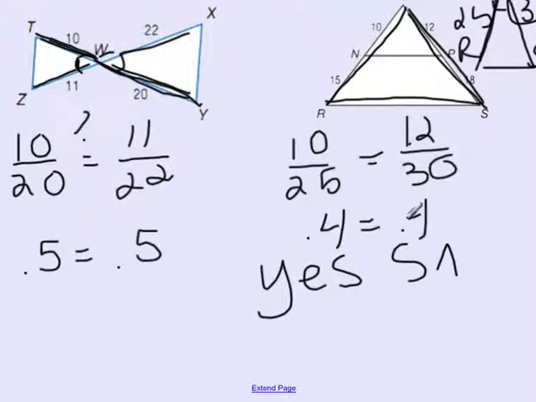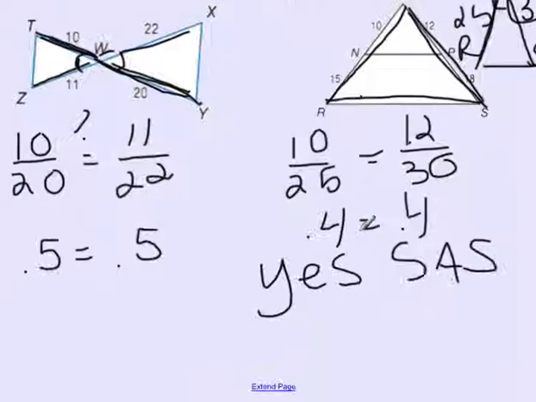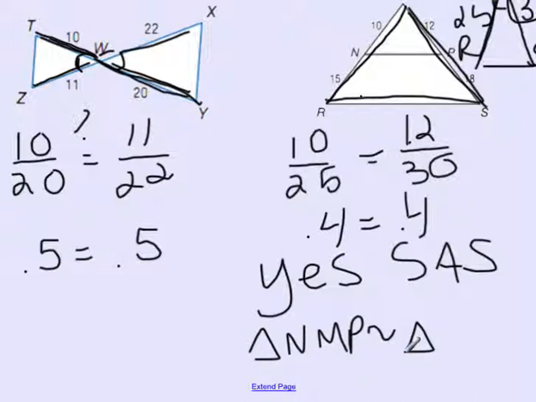So let's write out that similarity statement. So for the first triangle, if we scroll back up here, we have NMP. So I'm going to write it out that way first. So triangle NMP is similar to triangle, now we're going to go RMS. Again, making sure those corresponding sides line up.